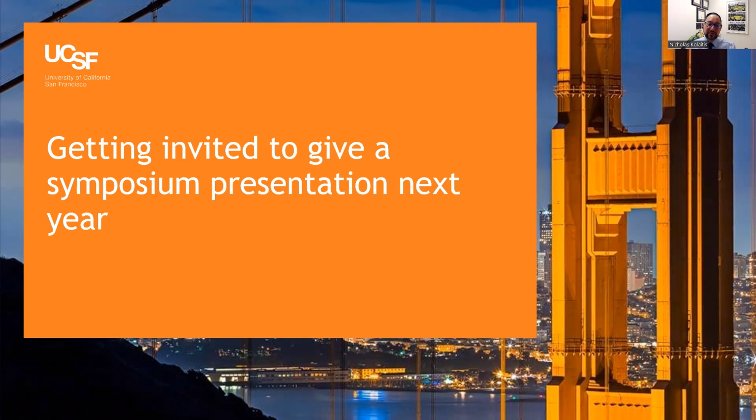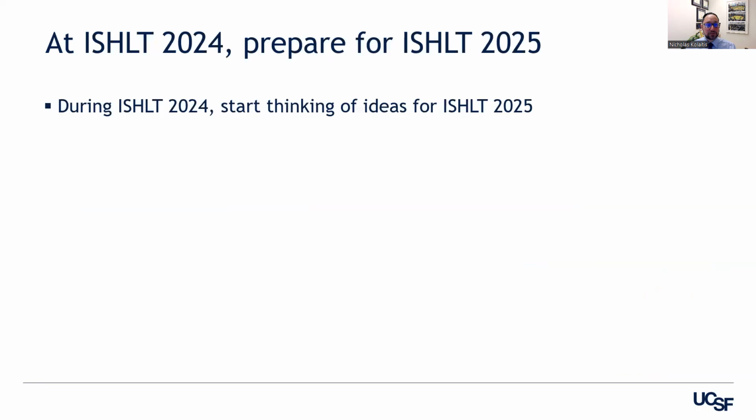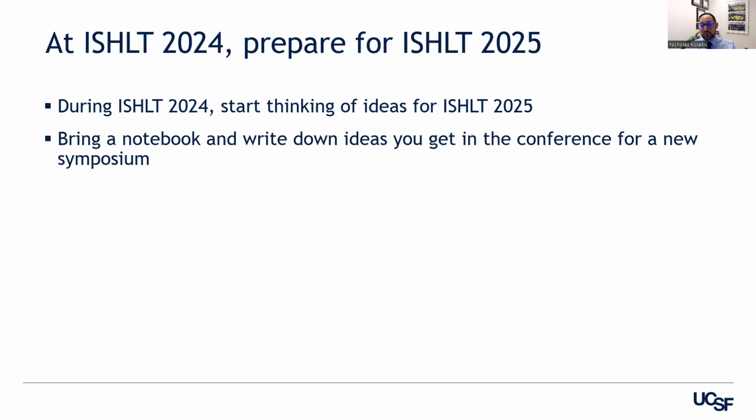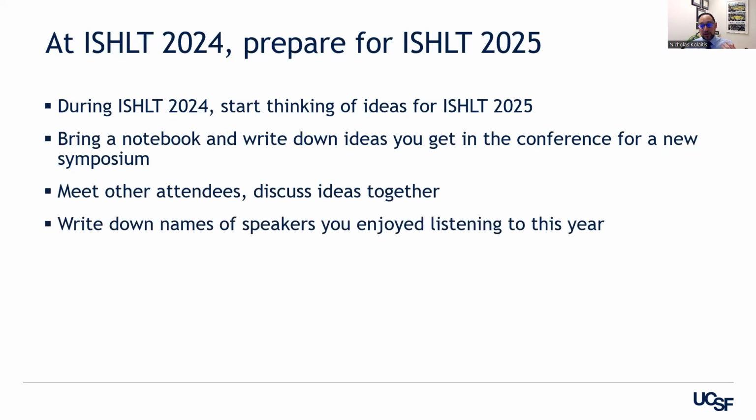Now, how do you get invited to give a symposium presentation for next year? So at ISHLT 2024, start to prepare for ISHLT 2025. Bring a notebook with you and write down ideas in the conference for new symposium. Meet other attendees who are interested in similar things as you and discuss ideas for symposia together. If you attended a talk where you like the speaker, write down the names of these speakers, because you'll need to include speakers in your proposal for next year.